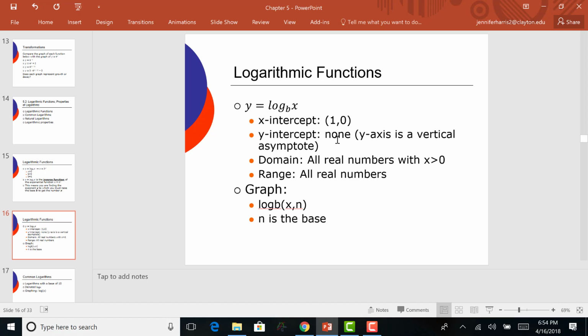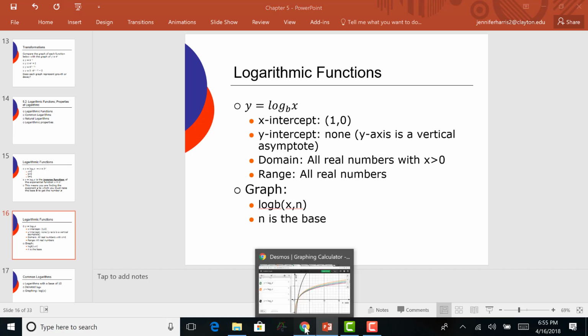So now let's talk about the characteristics. For the log curve, it always has an x-intercept at (1, 0). Does it ever touch the y-axis? Never. Remember when we looked at the other one, it did touch the y-axis? The log curve doesn't touch the y-axis at all. The domain is every number greater than 0, and the range is all the real numbers. So again, let me go back to the graph so you can see it again.